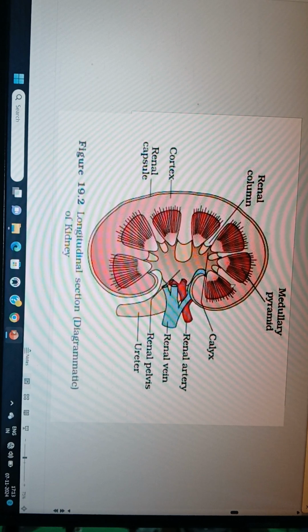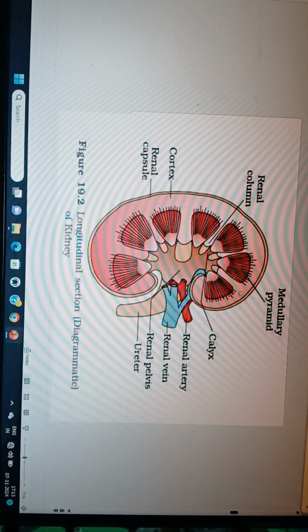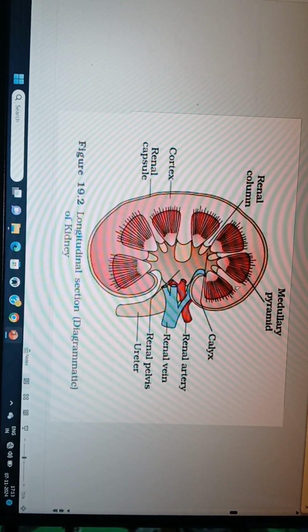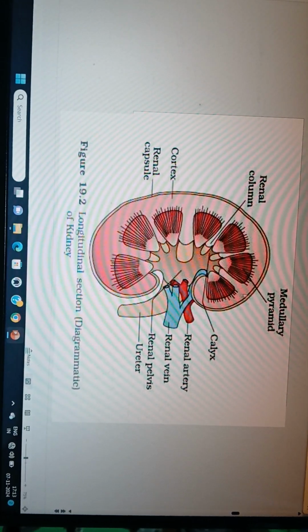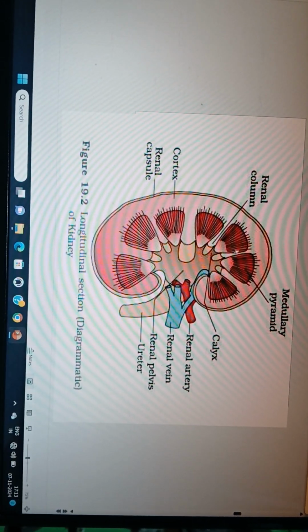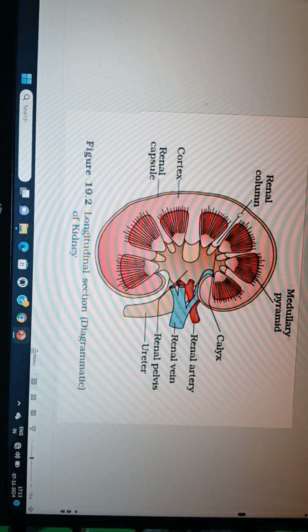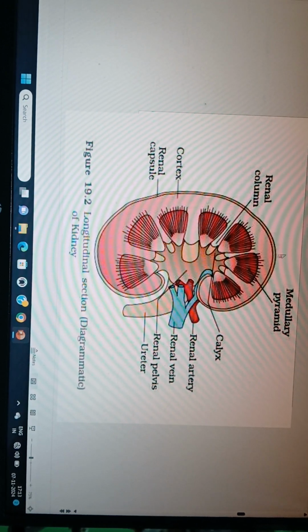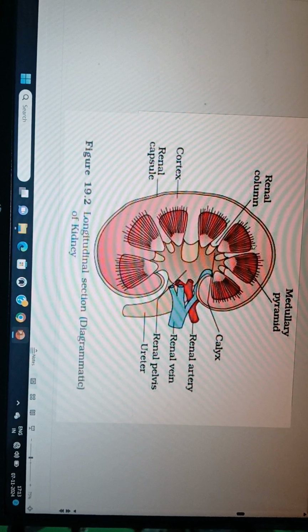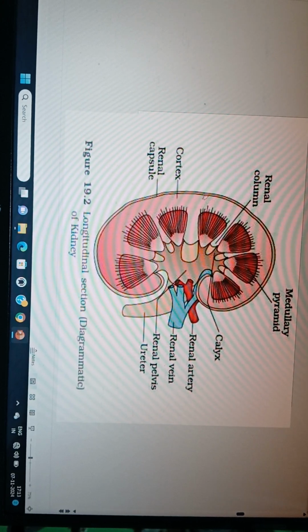Look at this structure, the calyx. This is the part of the cortex. Okay, and medulla. And you look, the part of the cortex comes inside the medulla. This is the part of the cortex coming inside the medulla.